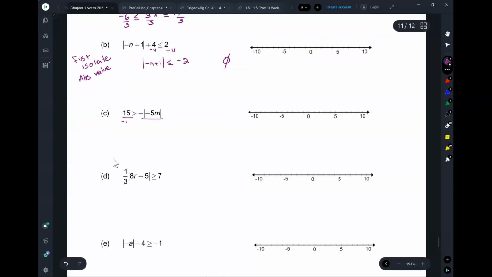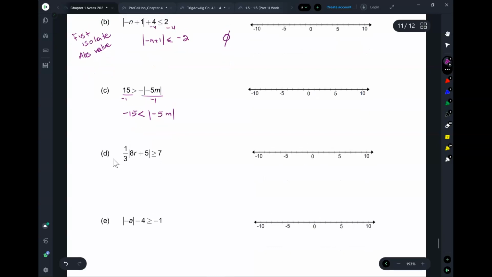Okay, next. Divide by negative 1 first. So we have negative 15 less than absolute value of negative 5m. Okay, let's just swap the order. Let's write it starting with the absolute value. Negative 5m is greater than negative 15, right? Okay, so let's think about that. Whatever comes out of the absolute value will be positive, and that's always going to be greater than negative 15. So that's going to be all real numbers. And when you come here, you just shade the entire line.